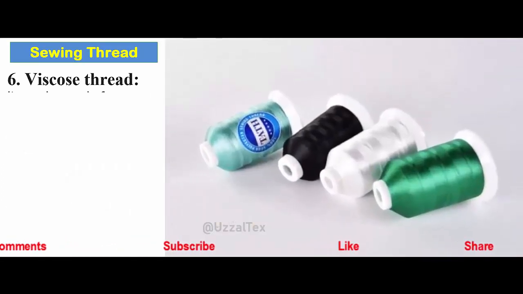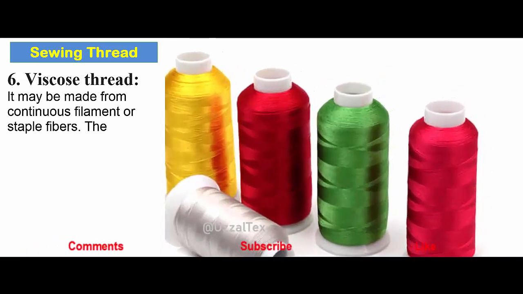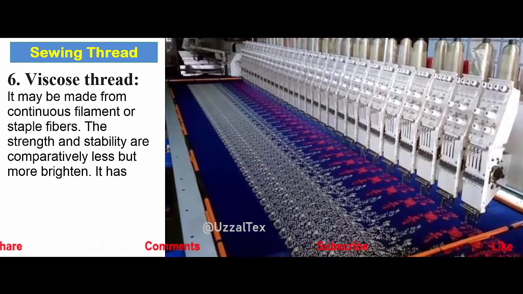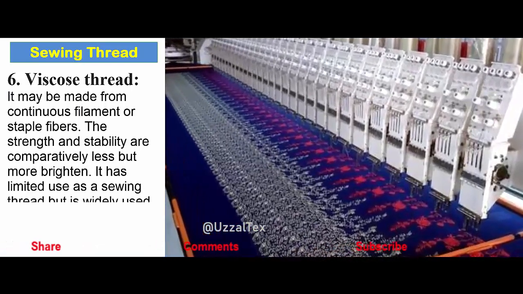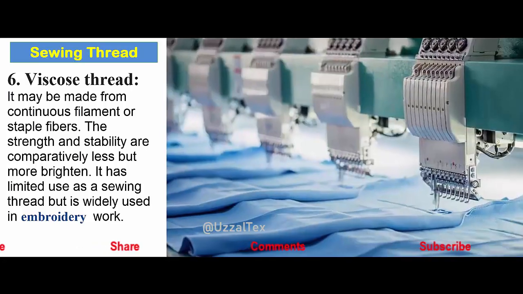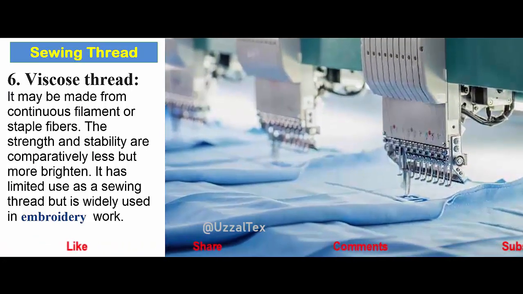Viscose thread. It may be made from continuous filament or staple fibers. The strength and stability are comparatively less, but it is brighter. It has limited use as a sewing thread but is widely used in embroidery work.